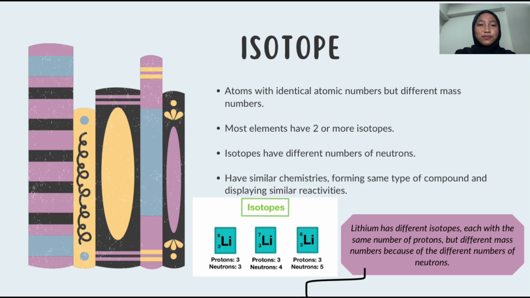Isotope. Isotope is atom with identical atomic numbers but different mass numbers. Most elements have 2 or more isotopes. Isotopes have different numbers of neutrons and have similar chemistries, forming the same type of compound and displaying similar activities. In this example, lithium has different isotopes, each with the same number of protons but different mass number because of the different numbers of neutrons.